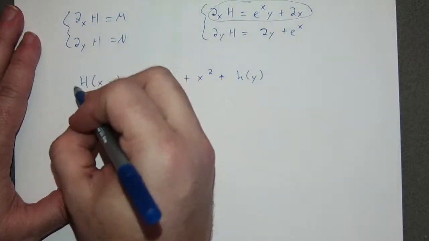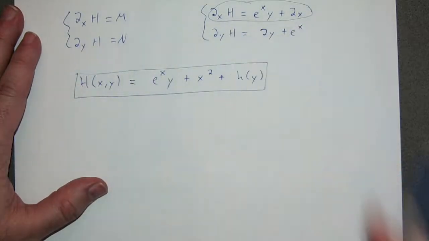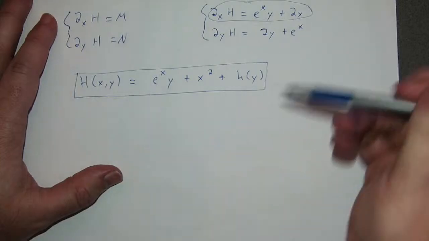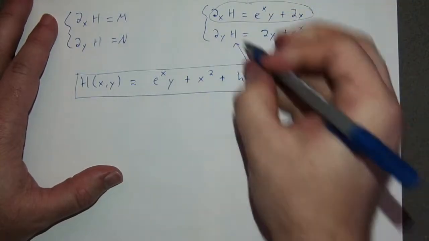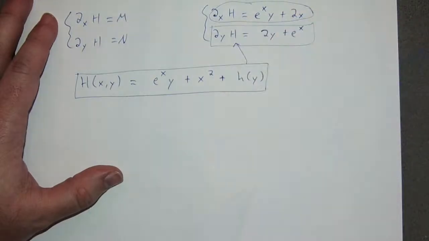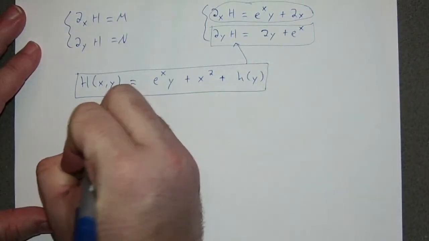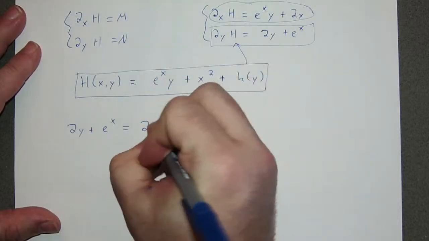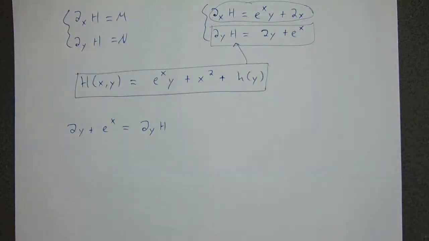Now what I want to do, and here's why it doesn't matter what order you do this in, because you're going to be using both of these equations anyway, is take this expression and plug it into the second equation. So 2y plus e to the x is equal to the y partial of h. That's just me recopying this equation backwards.